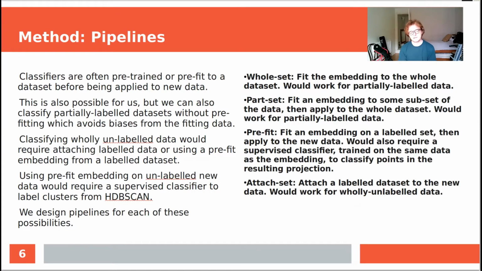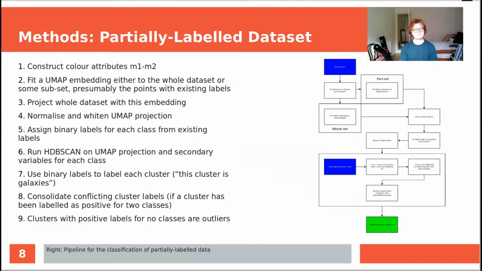The essential methods for a partially labeled dataset are either to fit to the whole dataset with the UMAP embedding or fit to only some subset of it, say the labeled objects within that dataset. If you want to classify wholly unlabeled new data, you can either attach a labeled dataset to that new data, or you use a pre-fit embedding, fit to a dataset you understand well, train a supervised classifier on that embedding, project the new data, and use a supervised classifier to determine what the points in that are. We avoid doing this as this would not be an unsupervised problem, and it carries all the biases that come with unreliable labels and so on.